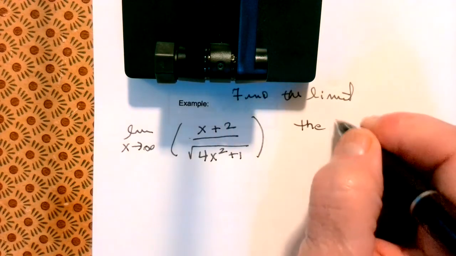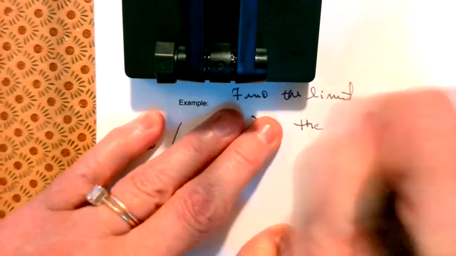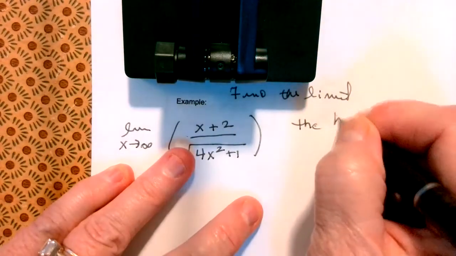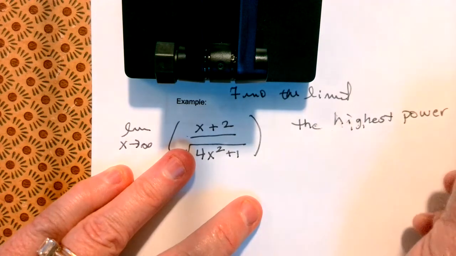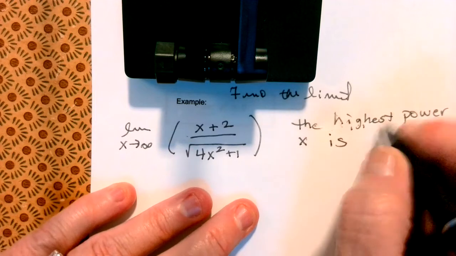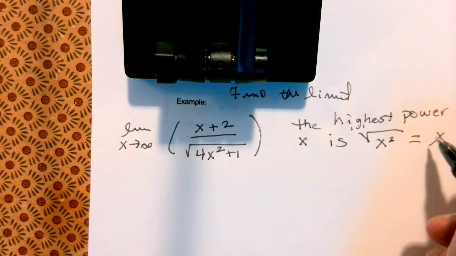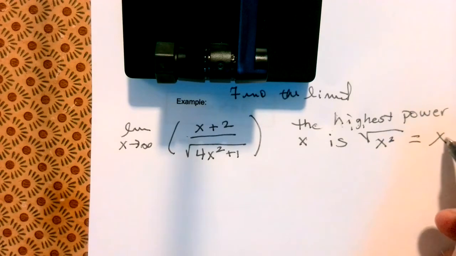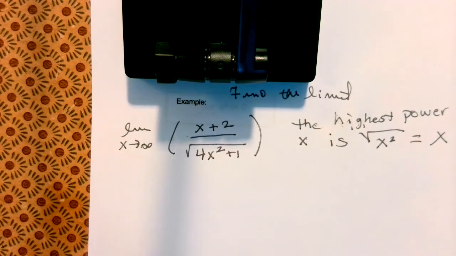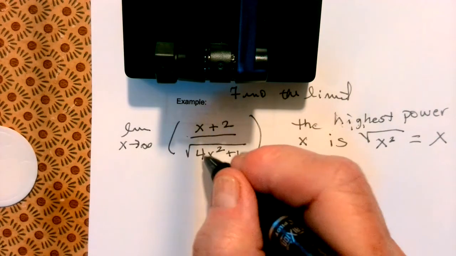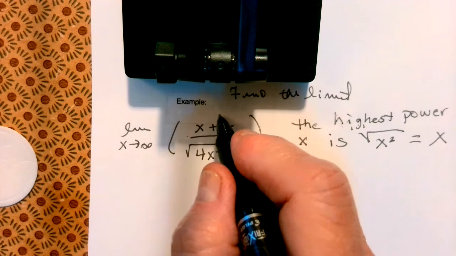Okay, the highest power of x in this problem is actually the square root of x squared, which is x. And since x is going to infinity, we know it's positive x. It's a positive number because x is positive if x is going to infinity. And so this simplifies into, if you think about what the power is going to be down here, it's going to be just plain old x, or x to the first. That's the same power that we have in the numerator.